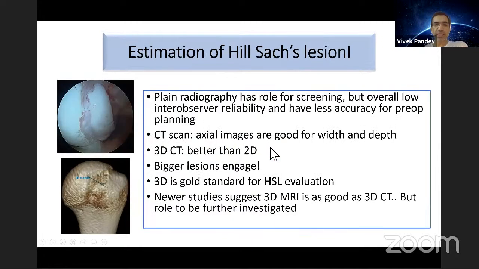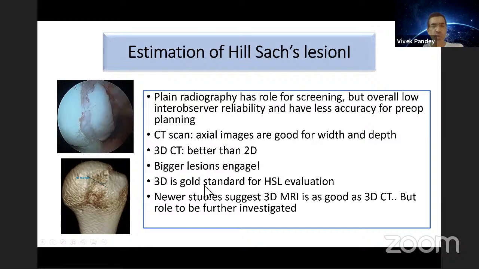So in summary, I would say the plain radiography has a role for screening, but overall a low inter-observer reliability and less accuracy for pre-op planning. CT scan axial images are excellent for width and depth. 3D CT does slightly better than the 2D, and you also get all the acquisitions for the glenoid. And bigger lesions generally tend to engage. But now, since the concept of off-track and on-track has come, we can always utilize those particular concepts.